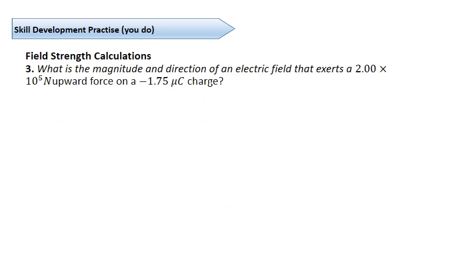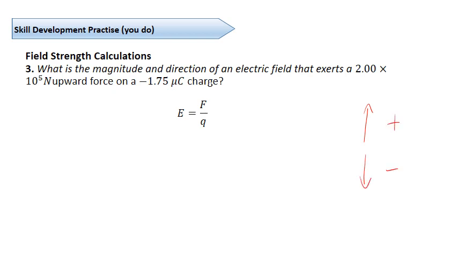Okay, another question. What is the magnitude and direction of an electric field that exerts a 2 times 10 to the 5 Newton upward force on a negative 1.75 microcoulomb charge? Similar thing again, we're going to have to use our formula, E equals F on Q. However, you need to have a little bit of notation in this problem.